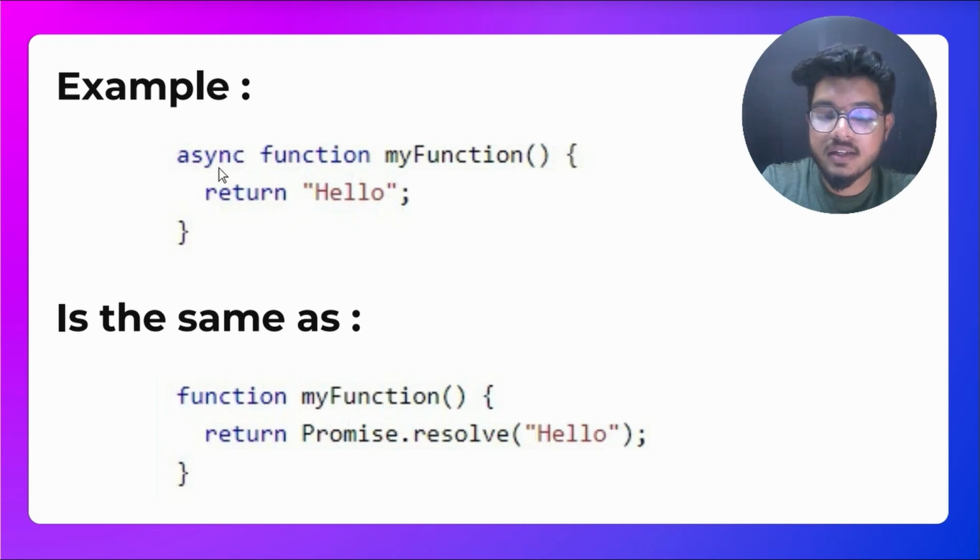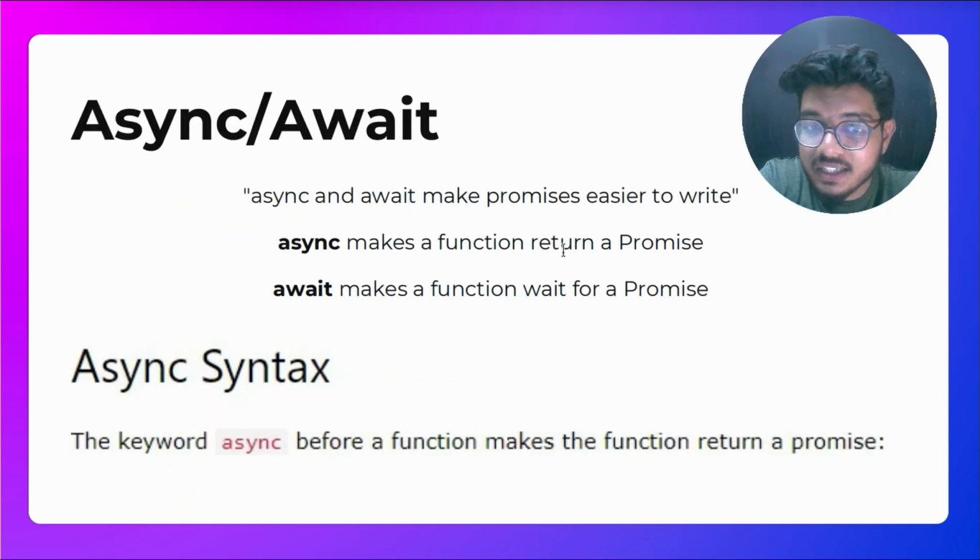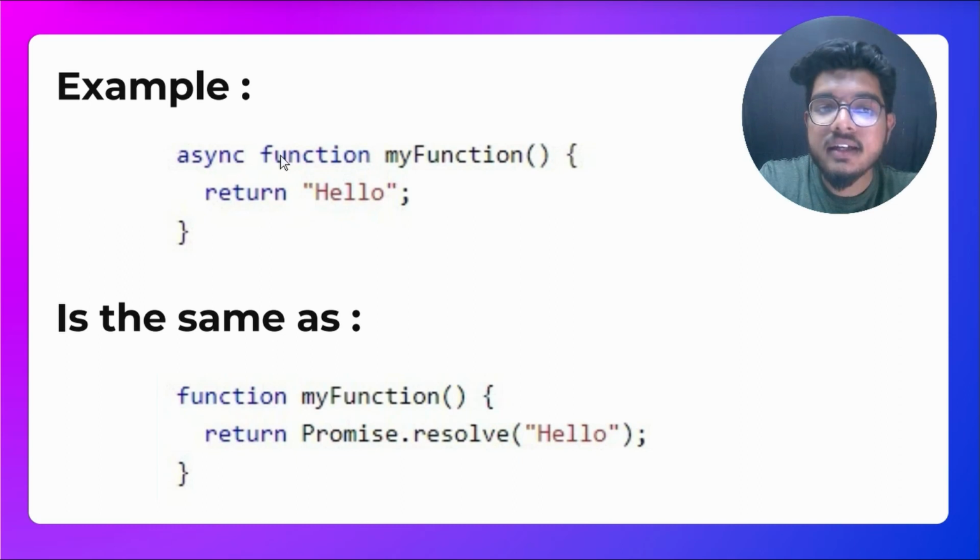If you write async here, as this slide says, async makes a function return a promise, success or reject. Something has to be returned. There is no pausing or pending state. So if you write the async keyword here, it will be similar to writing this form of code: function myFunction, a normal function declaration, inside which it returns Promise.resolve. Instead of writing Promise.resolve, we can just write the async keyword. I hope it is clear.